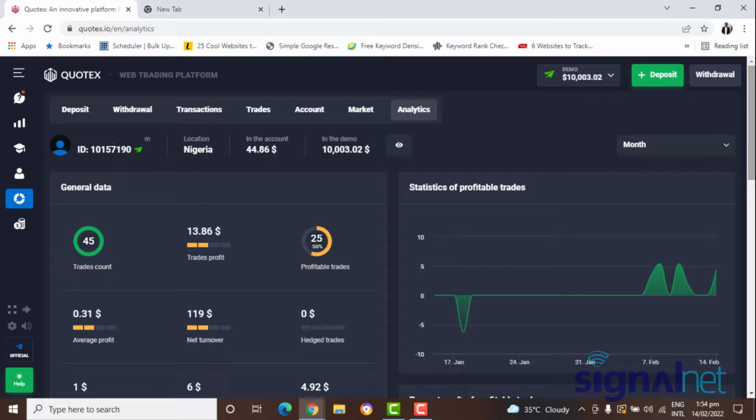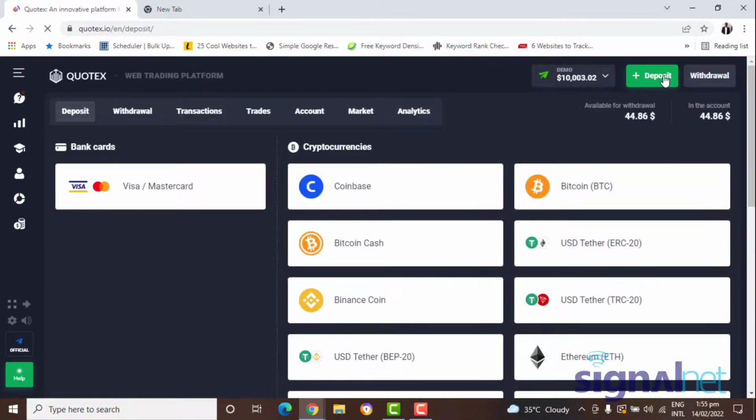So that's for trade history, and lastly, I want to show you how to deposit into your account, which is important. Now you can see these buttons here, deposit and withdraw. Those are for deposit and withdraw. For deposit, if I click on deposit, it shows me how to deposit. It just shows me the things to deposit.